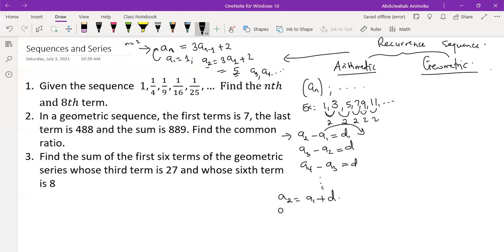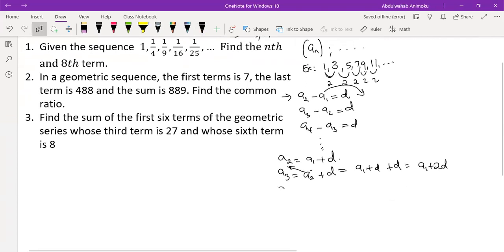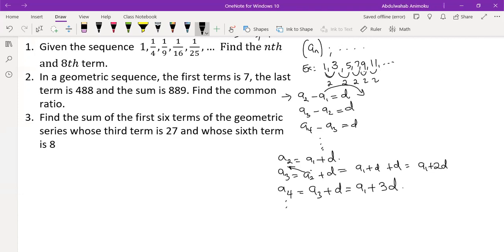Okay, and similarly, you can write A3 as A2 plus D, because you know that your A2 is now A1 plus D. When you substitute that, that will give you A1 plus D plus one more D, that will give you A1 plus 2D. Okay, now when you follow this particular induction, by inductive proof or inductively, you would see that A4 is also A3 plus D, which will now end up being A1 plus 3D.